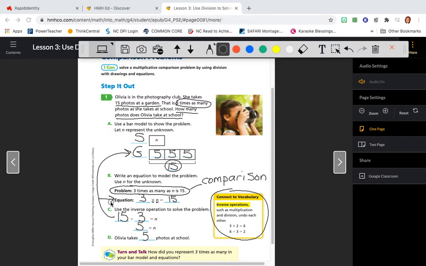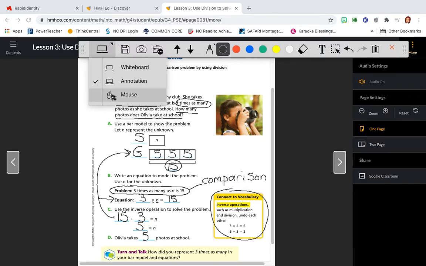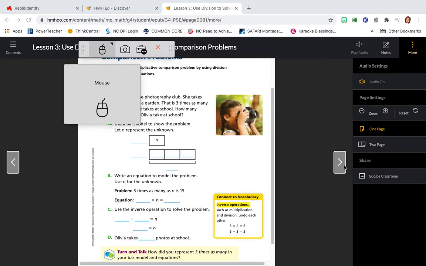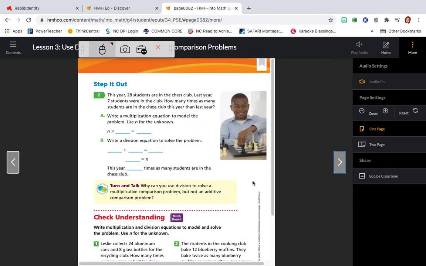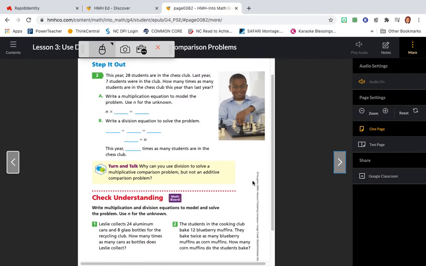So let's do a little bit more practice. This might be a little confusing for you, so let's practice it a little bit more together as a group. So let's go to page 62. Let's go to page 62. Make sure you have everything copied down so that you'll be able to return back to it. Okay, here's page 62. Step it out number 2.